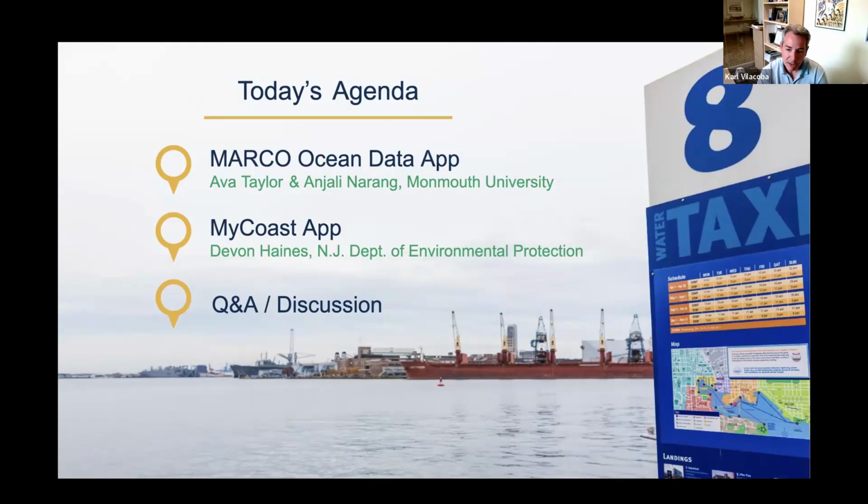The Boat US Foundation is also developing a national database to track abandoned and derelict vessels, or ADVs, using MyCoast as a platform for the public and organizations to report them. This is helping identify problem areas and their scope, track prevention and removal efforts, and more. Devon Haines of the New Jersey Department of Environmental Protection's Bureau of Climate Resilience Planning will provide a demo of MyCoast's capabilities.